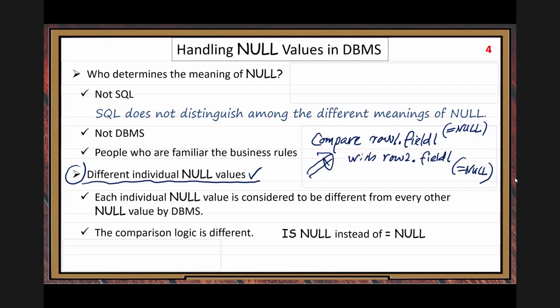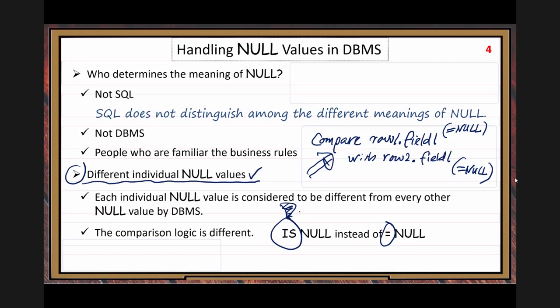When you need to check if a field takes the null value, you should use the IS operator. You should not use the equal operator. If you use the equal operator, you always get false because they're different. Equal operator, when you compare with another null, you always get a false because they are treated as different. So you should use the special IS operator, then you get a true.